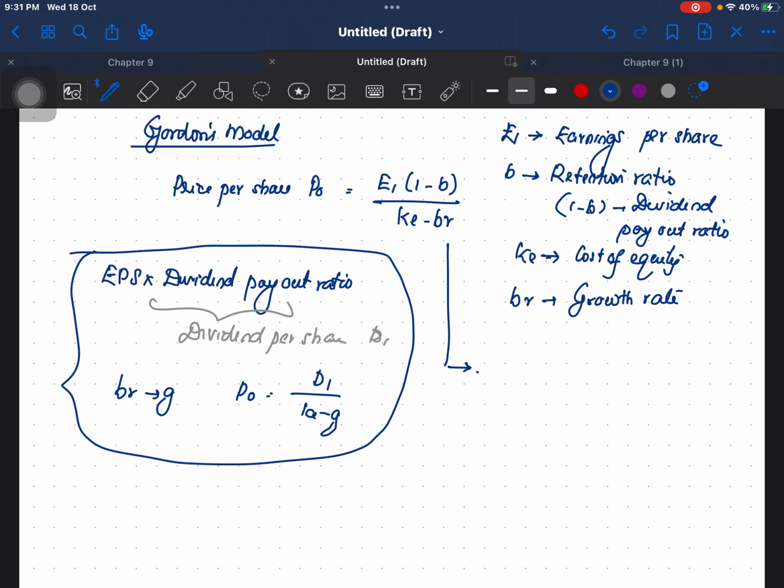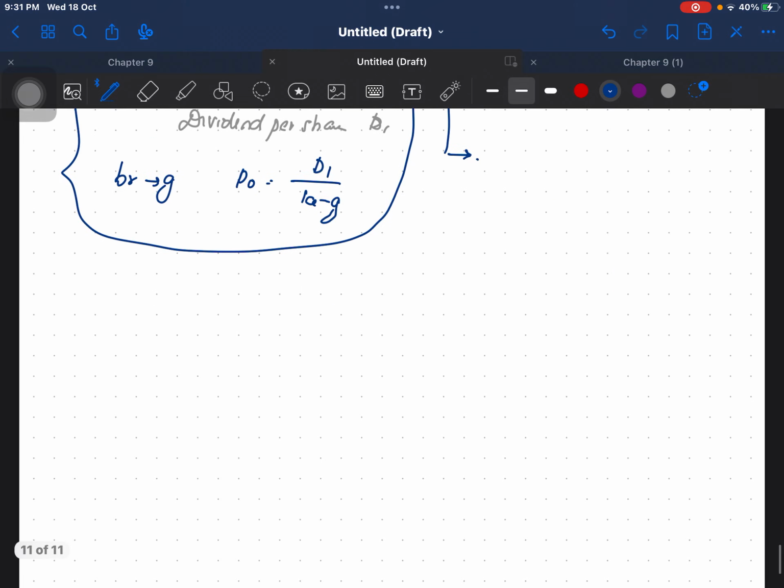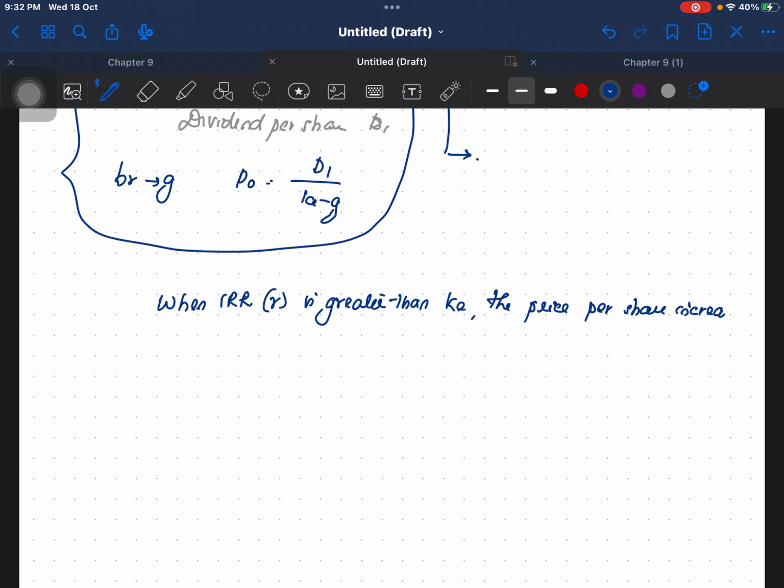Now, what does Gordon's model say? Gordon's model says that when IRR, which is R, is greater than the cost of capital, that is KE, the price per share increases and dividend payout decreases.